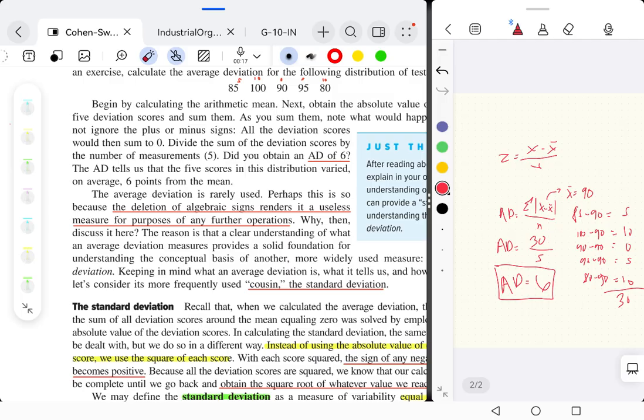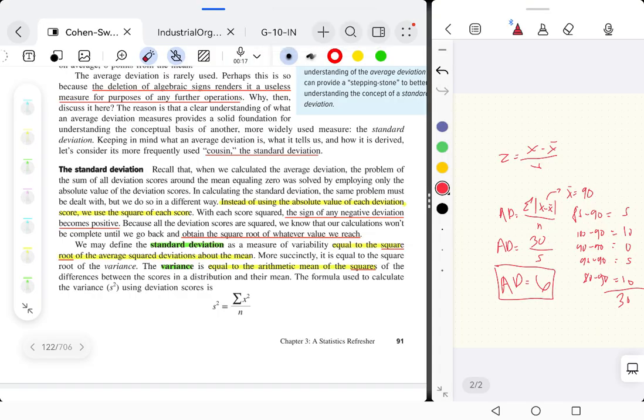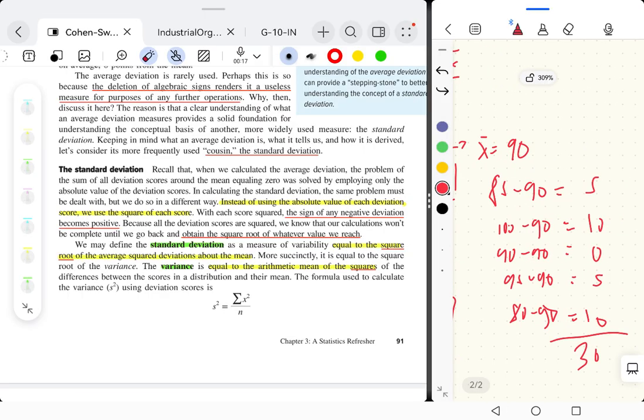Now let's talk about standard deviation, guys. This is where most people know where they're coming from, because we've already heard of this. The reason why standard deviation is good is that instead of using the absolute value of each deviation score that we just did over here, like 85 minus 90 is supposedly -5, but we're using absolute value, so therefore the signs don't exist.